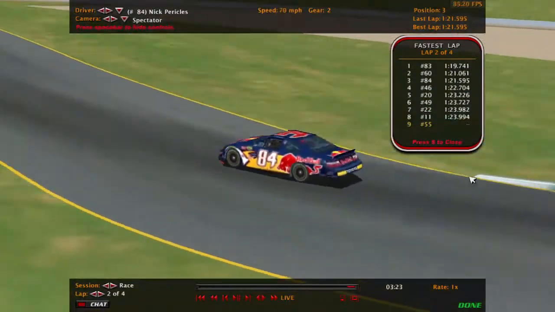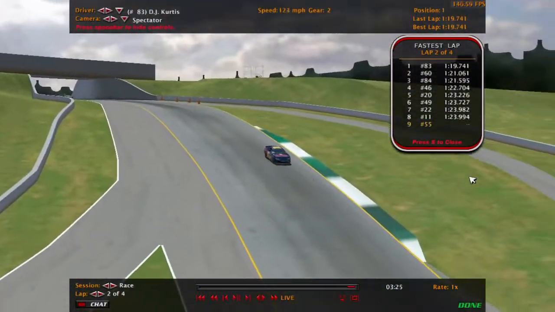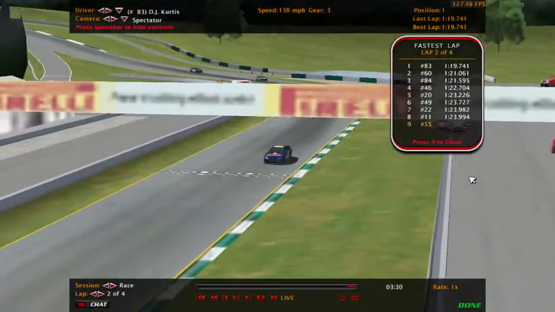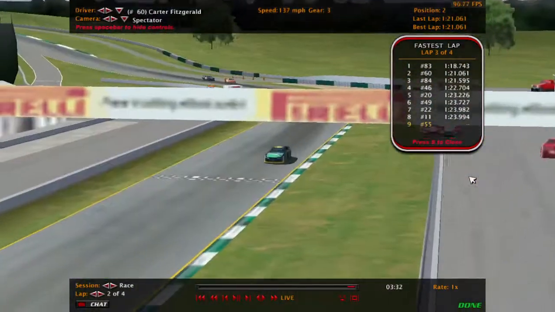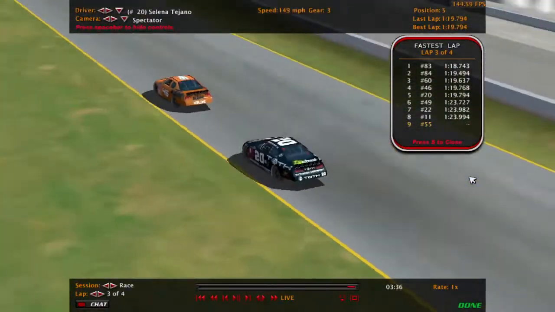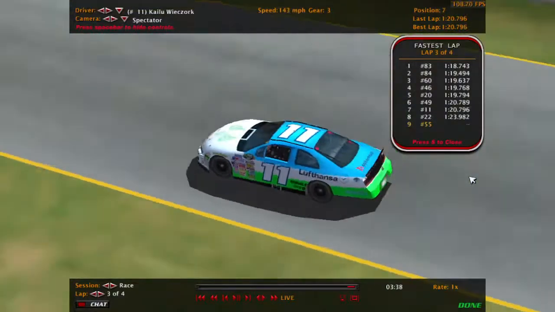Right now, as we take a look at fastest lap as they come over the hill, I'm expecting Curtis to hold it because it looks like Curtis's lead is extending. The Red Bulls are quick, to say the least.